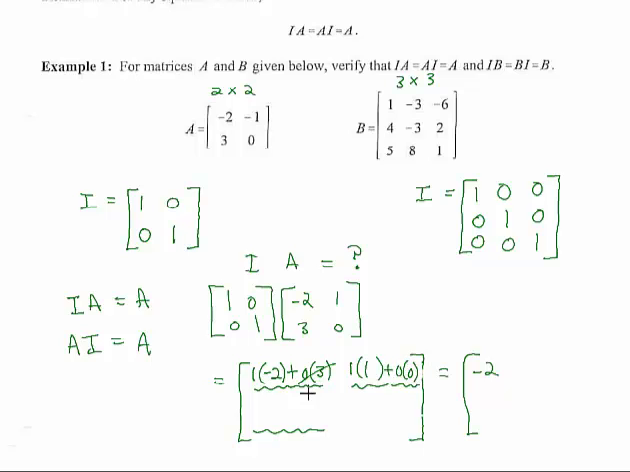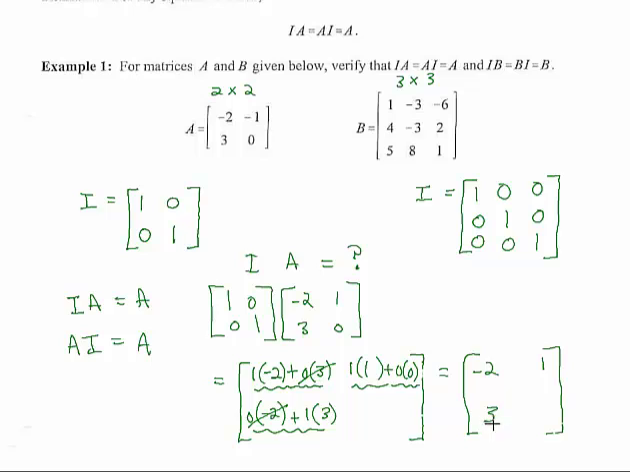0 times 0. Okay, so we get 1. Next, we take the second row of I and multiply it by the first column of A. 0 times negative 2 plus 1 times 3. 0 knocks out the negative 2, 1 times 3 gives us 3, and so far all of the elements of the product match A.